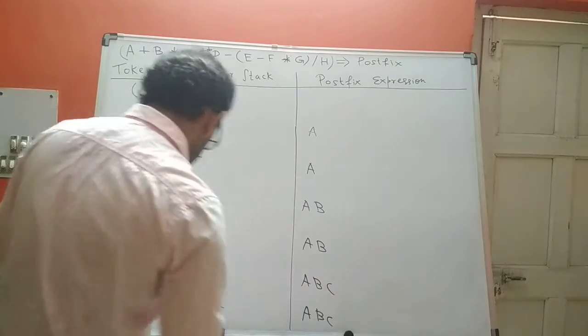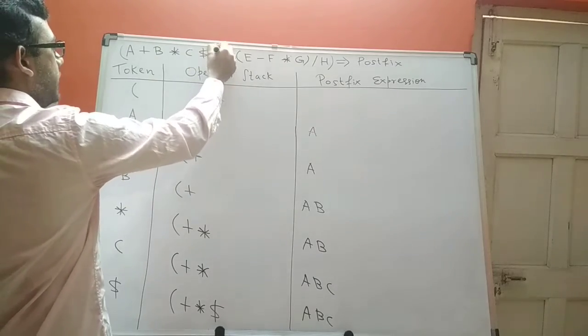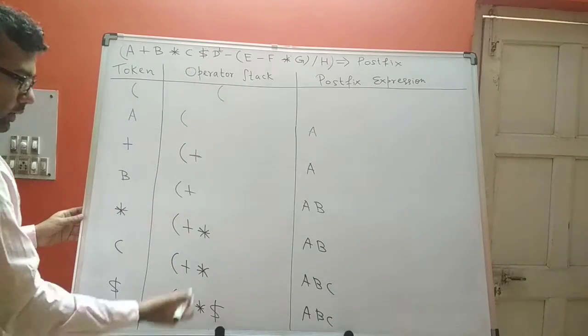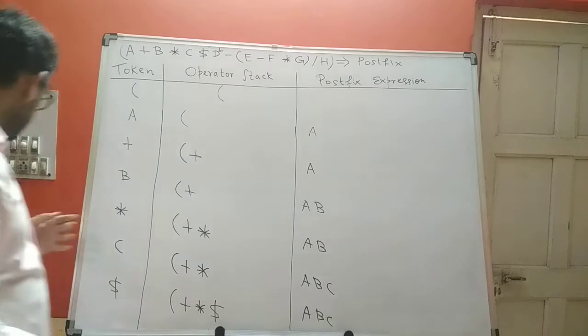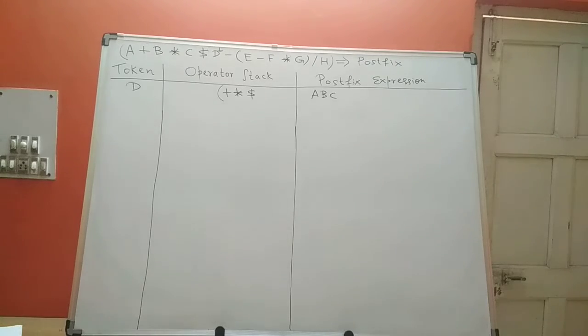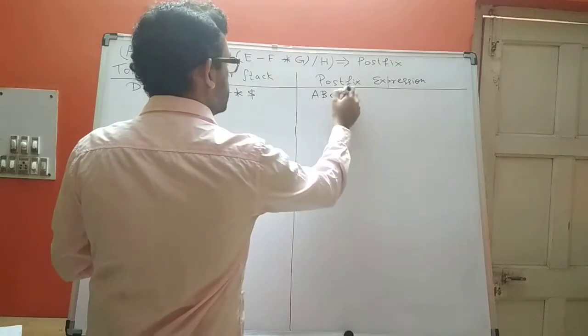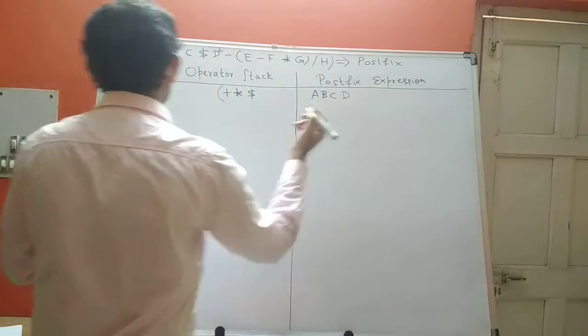Now after dollar, what do you have? You have D. So here, I don't have space, so what I would suggest is you pause the video and copy this down so that I can move on to the next token. As you can see, D is my current token. Since D is an operand, I'll add it to the postfix expression.